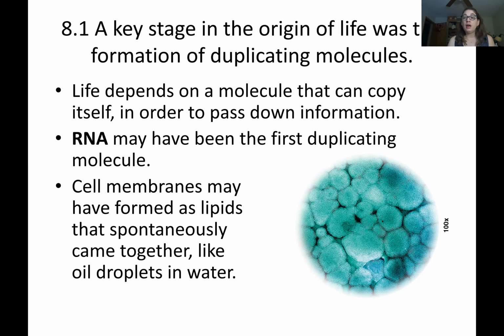Cell membranes may have formed spontaneously, and this is very similar. So if you drop oil into water, it balls up around itself. The oil repels water. Well, that's the same way that phospholipids repel water, and they form that double layer membrane. It's hypothesized that the early cell membranes were formed very easily as these lipid molecules came in contact with water. They repelled water and attracted to each other.